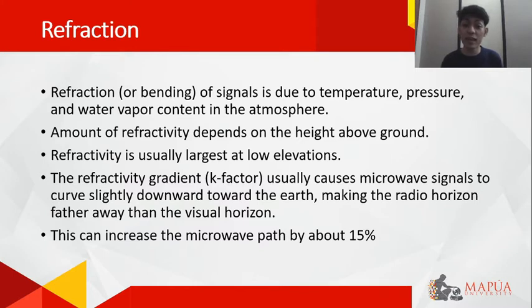The amount of refractivity depends on the height above ground. Refractivity is usually largest at low elevations. The refractivity gradient or K factor usually causes microwave signals to curve slightly downward towards the Earth, making the radio horizon further away than the visual horizon. This can increase the microwave path by about 15%.